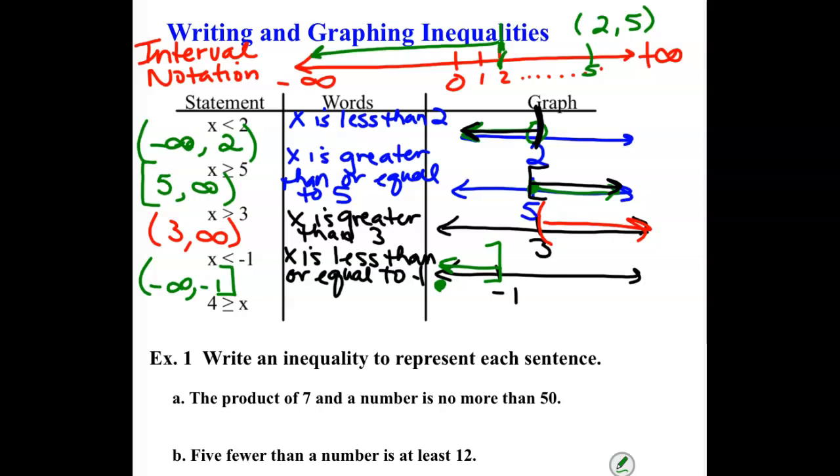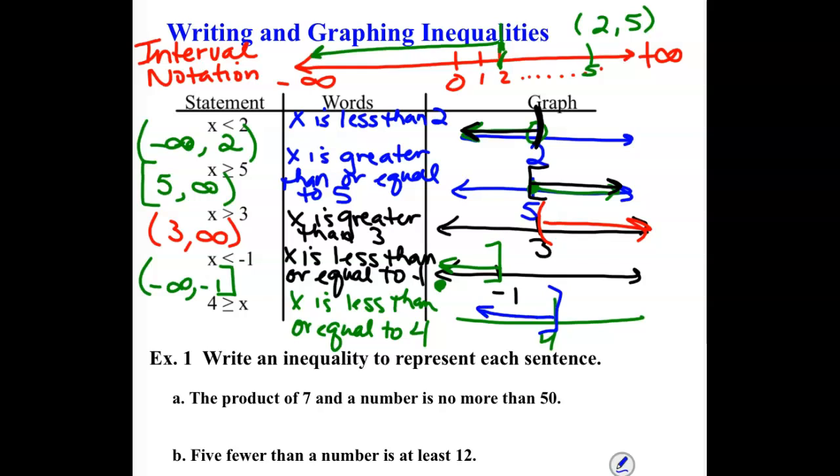All right, so our last one here we would read as, so we could write it 4 is greater than or equal to x, or we could start with the x and say x is less than or equal to 4. All right, so we've got our number line. We need a 4 on there. We're going to do what kind of bracket? Square pointing which way? Left. So we're starting down here at negative infinity and we're going all the way up to the 4. We okay with that notation?